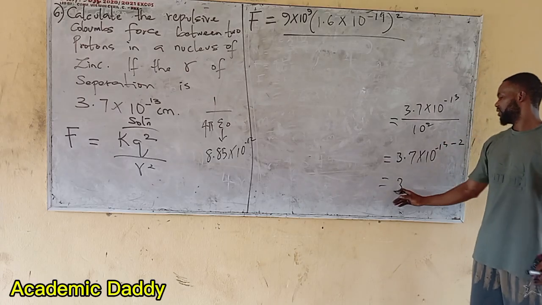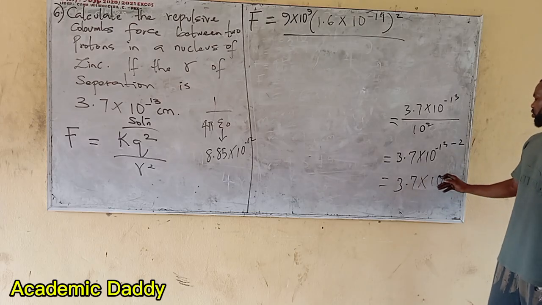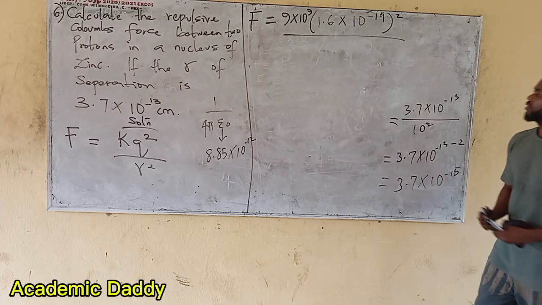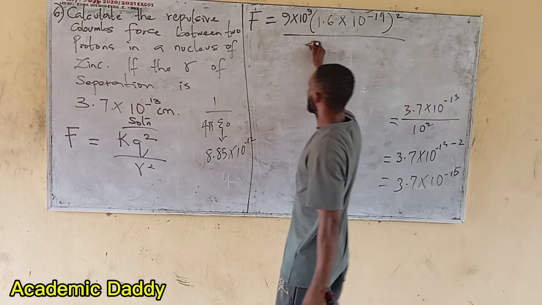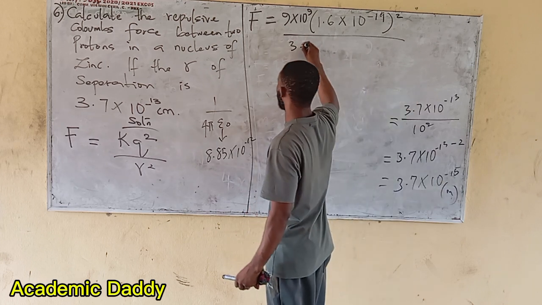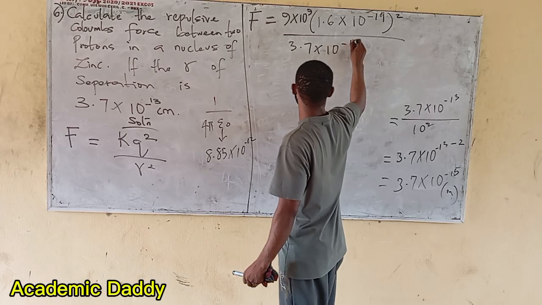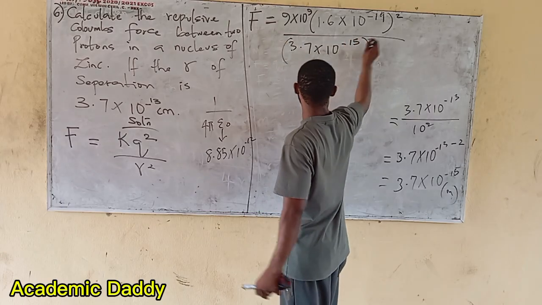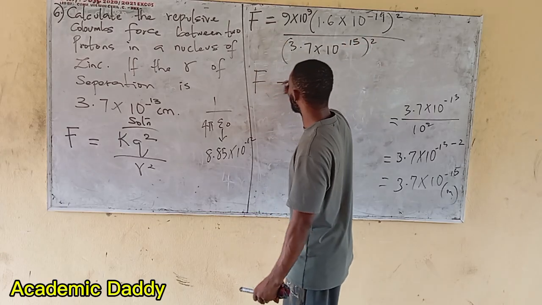So it was 3.7 times 10 raised to the power. So I put it here, that is in meter now. So I put it here, 3.7 times 10 raised to the power minus 15. All square.